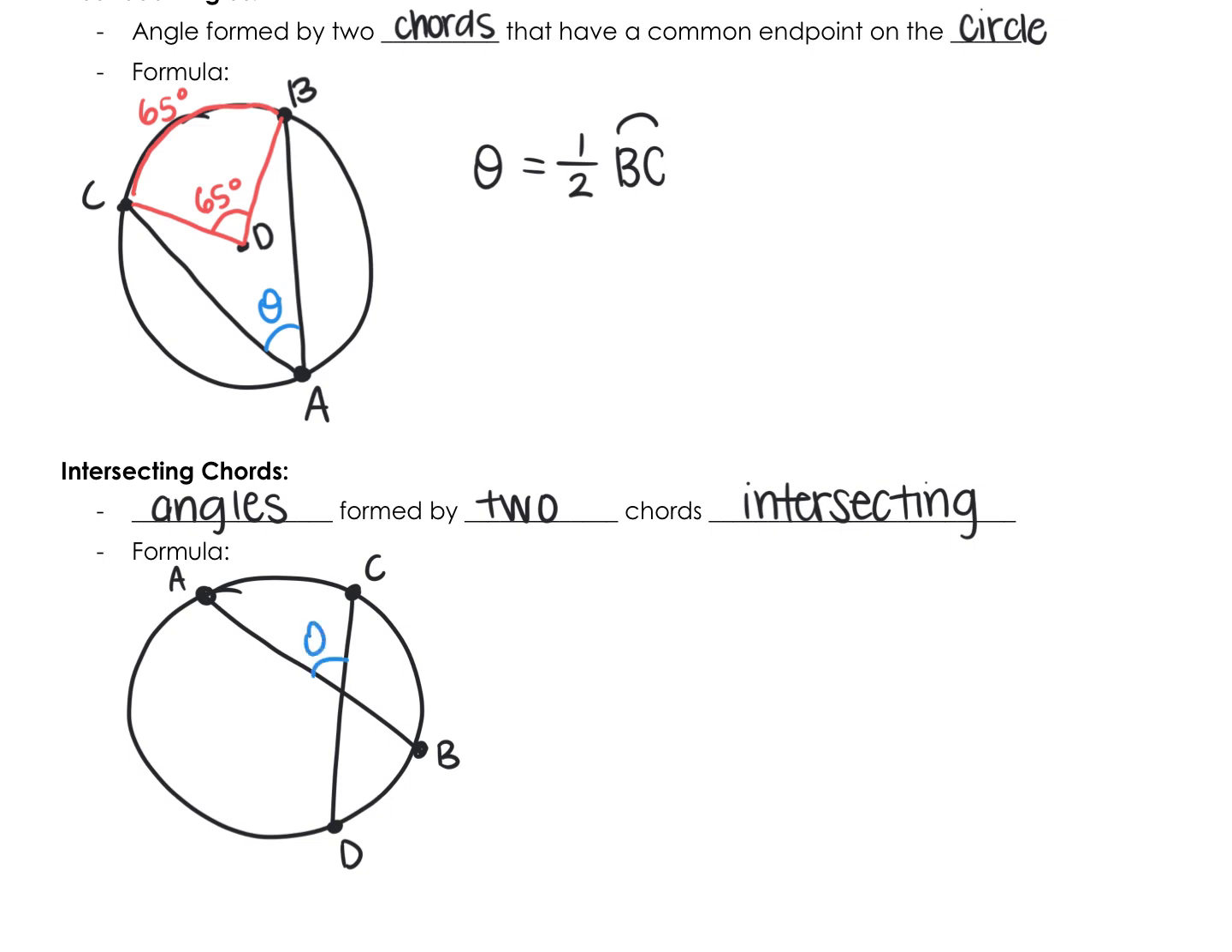If I wanted to find the measure of this angle theta, what I do is half of the sum of its intersecting arcs. The intersecting arcs are AC and BD. So it's very, very similar to the formula for an inscribed angle. It's just that you have to add whatever the 2 arcs are on either side, and then you do half. So very similar to an inscribed angle.